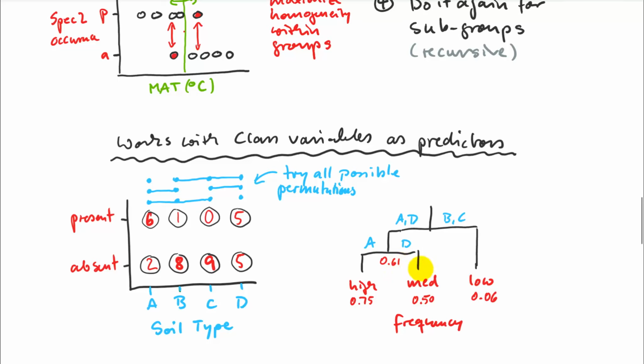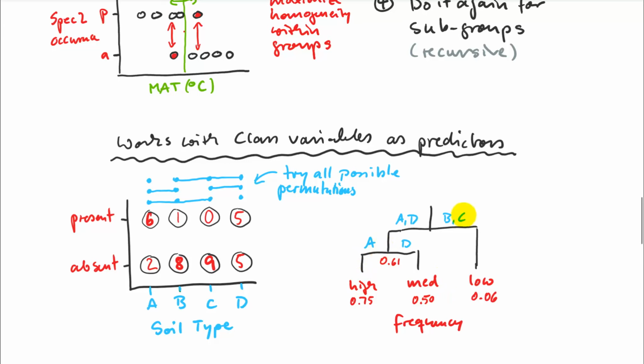And now I can basically do this recursively. I can break those 2 up, but they're already quite similar, so I may not choose this as a next step. But I can break A and D up, right? So I can look at A versus D in this branch of the tree. And in that case, I get relatively high frequency, so 6 out of 8 is a 0.75 frequency versus an intermediate frequency for D here, that's a 50-50.